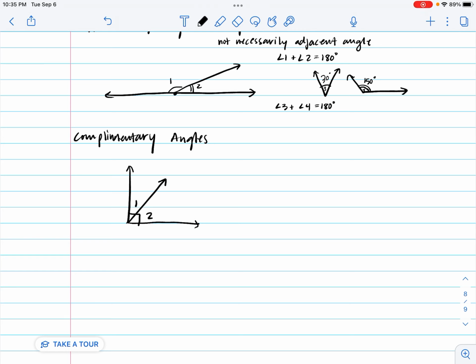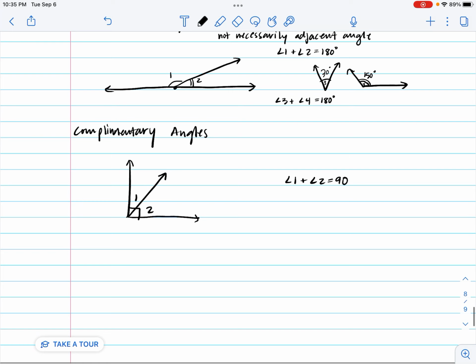Okay, so I'm going to draw just a random ray here. Let's call this angle 1, angle 2 again. We could also say angle 1 plus angle 2 is equal to 90. Okay, we could also use a second diagram, and I probably should have put this over in the middle. We could also say something like this.